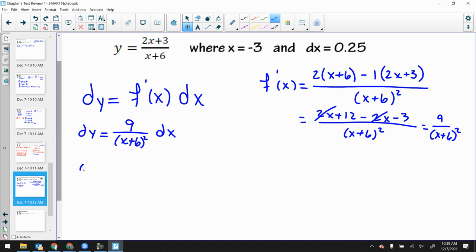Okay, so dy is going to be 9 over negative 3 plus 6 squared times 0.25. All right, so that's easy. 9 over 3 squared, which is 9. 9 over 9 is 1. So this actually ends up being 0.25. So what is that telling me? That's telling me that if I let my x vary 1/4, my y will also vary 1/4. Okay, that's kind of cool.